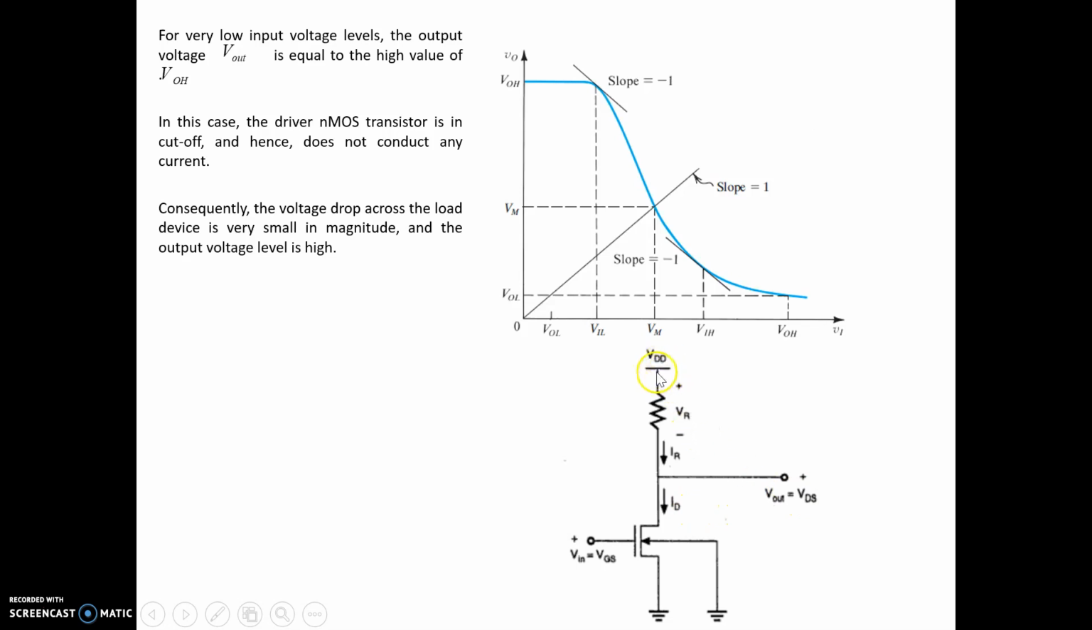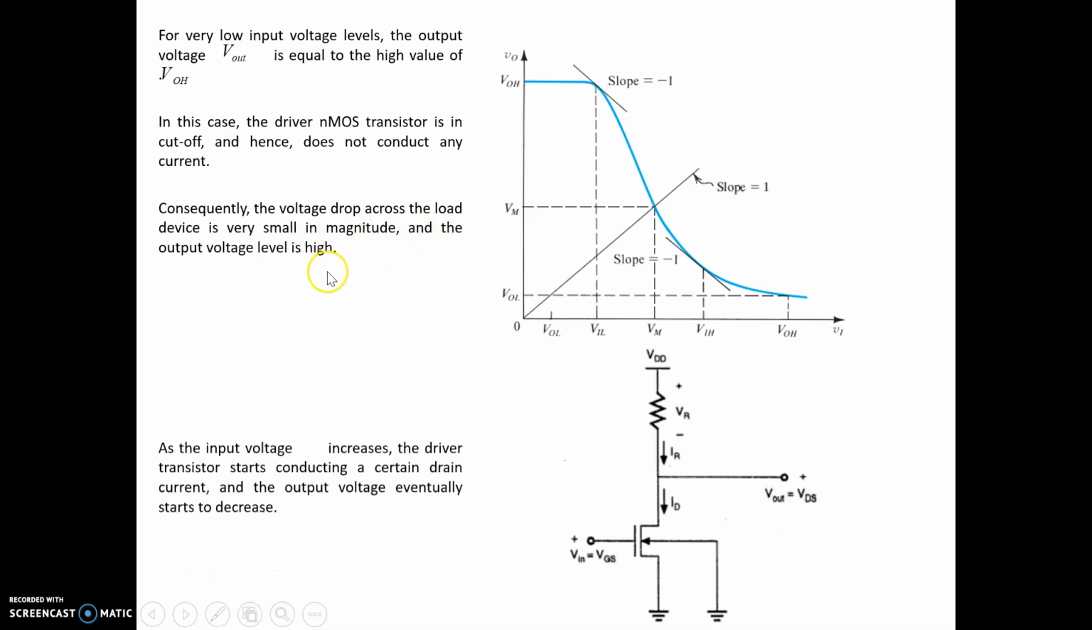And we know the output voltage is equal to VDD minus the voltage drop across this resistor. If the ID current is approximately equal to 0, then the voltage drop across this resistor, VR, will be approximately equal to 0. So the output voltage must be high.